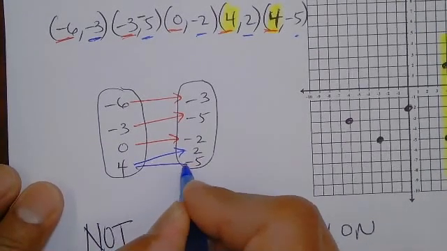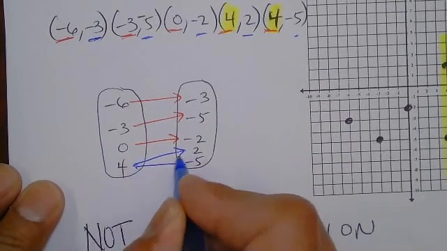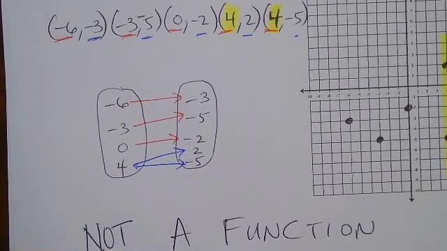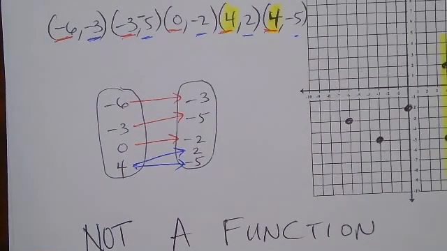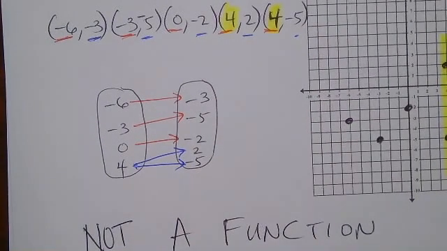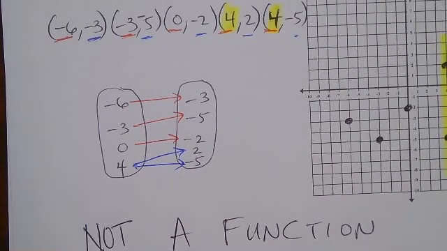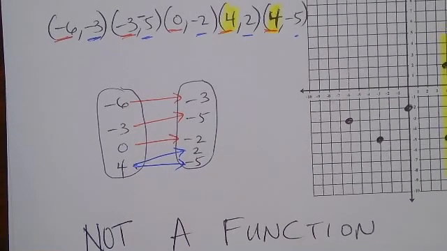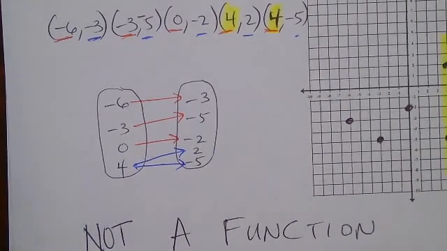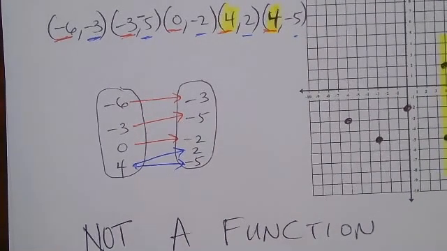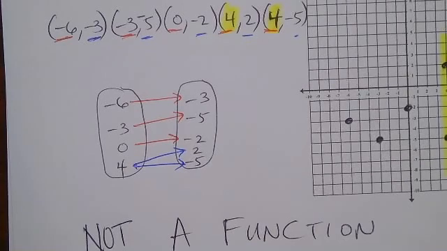But what happens on this one? 4 goes to 2, and then 4 goes to -5. See, this one cannot go to two of them. For each x, it can be going to exactly only one y. That's how you know it's not a function. Okay? Does that make sense?